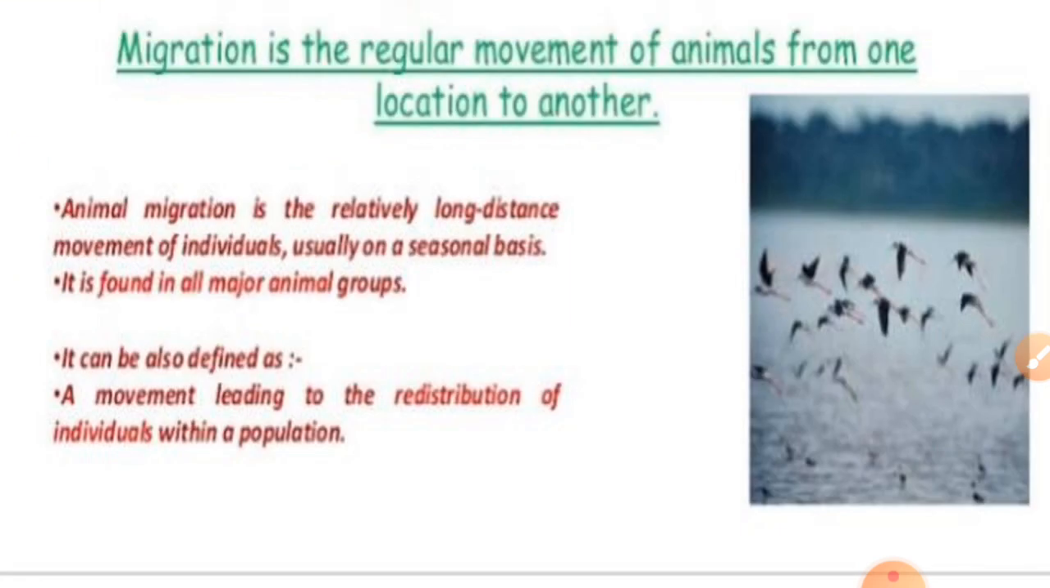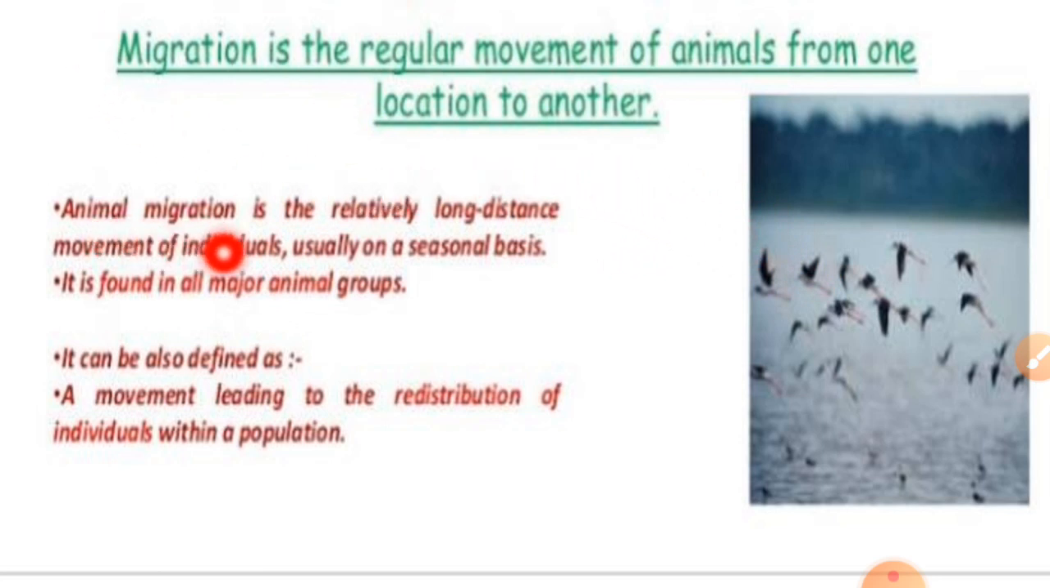Now we talk about migration. What is migration? Migration means the regular movement of animals from one location to another. Any animal that wants to move from one place to another place for the reason of climate change or food or anything else, when they move from one place to another place, it is called migration.